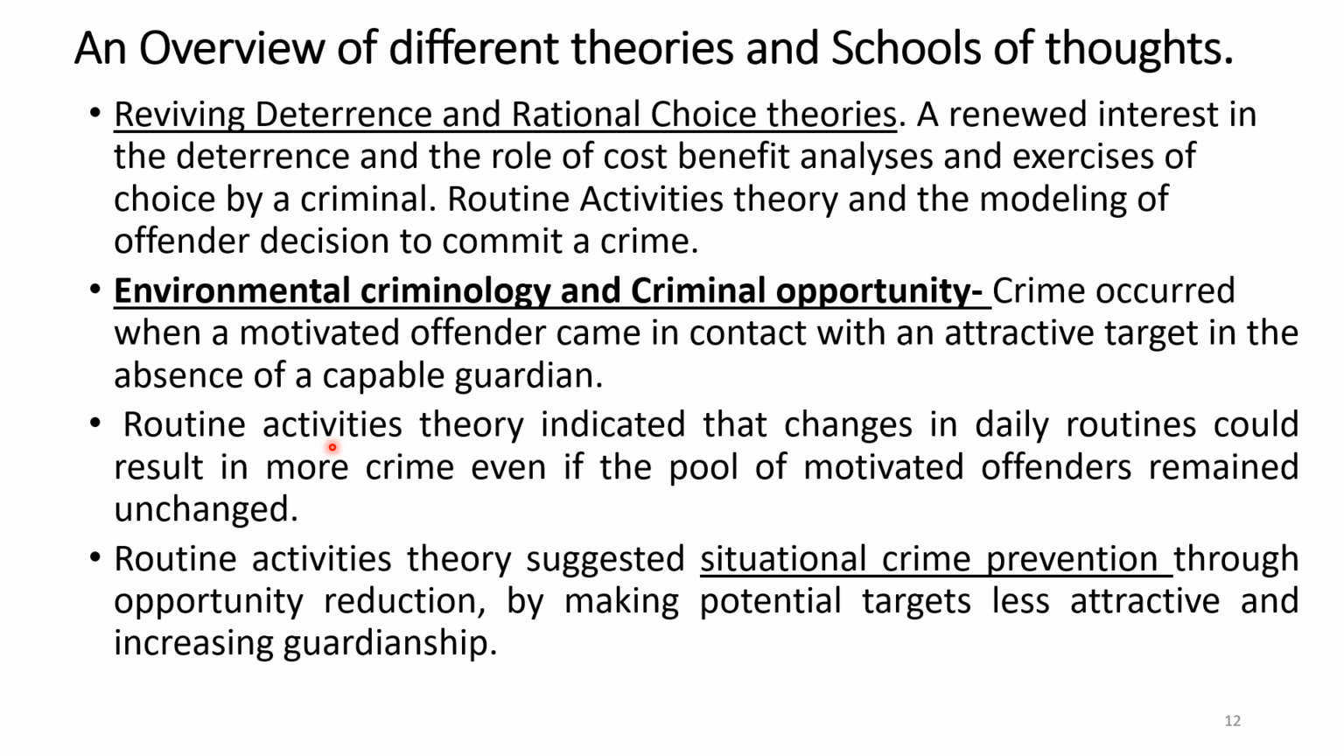Routine activity theory states that three elements are necessary for a crime to occur: a motivated offender, a suitable target, and an absence of a capable guardian. Crime occurs when a motivated offender comes in contact with a suitable target in the absence of a capable guardian.